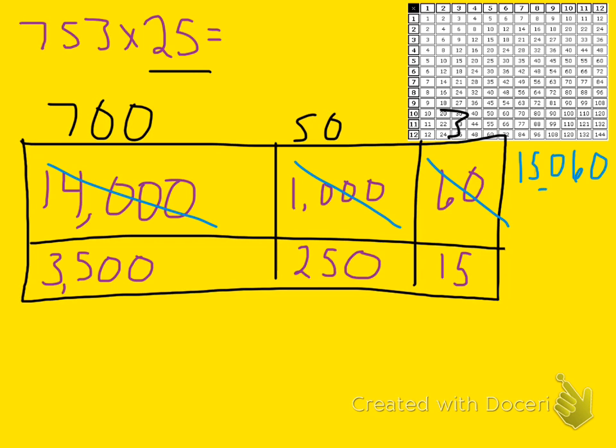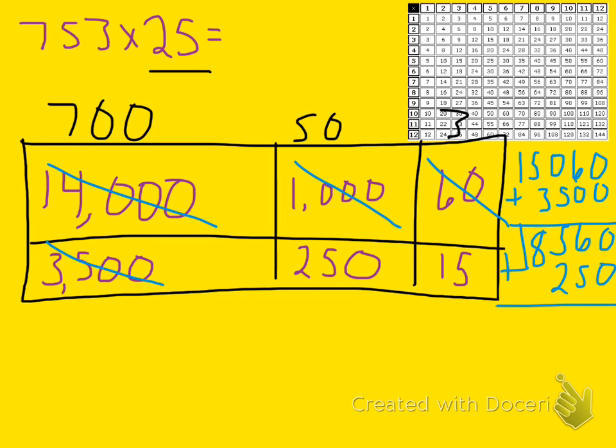Now I'm going to add on my 800. Okay, the next step is to add on my 200. My last step is to add on my 12. So my final answer is 18,722.